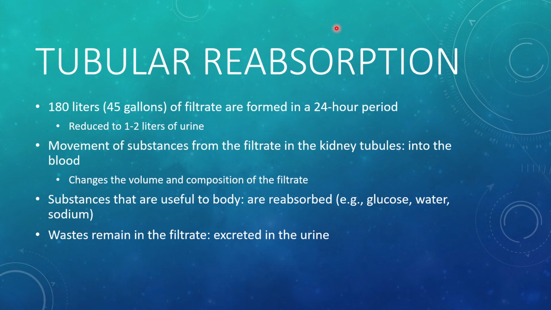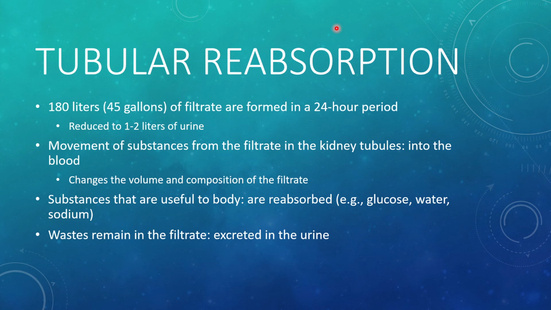Movement of substances from filtrate in the kidney tubules into the blood changes the volume and composition of the filtrate. So bringing fluids back into the body, for example, to bring sugar levels back to normal, or bring fluid levels back to normal, to maintain pH balance of our body, as well as things like blood pressure. The substances that are useful to the body are reabsorbed, substances such as glucose, water, and sodium. All excess wastes will remain in the filtrate and be excreted as urine.